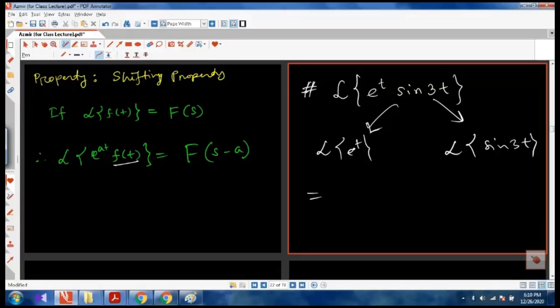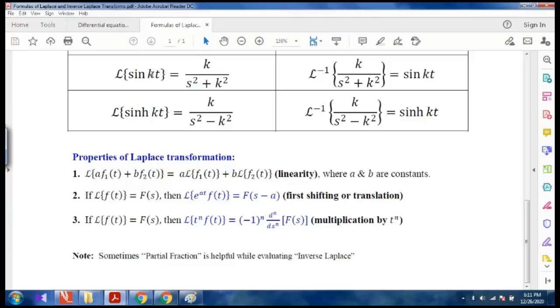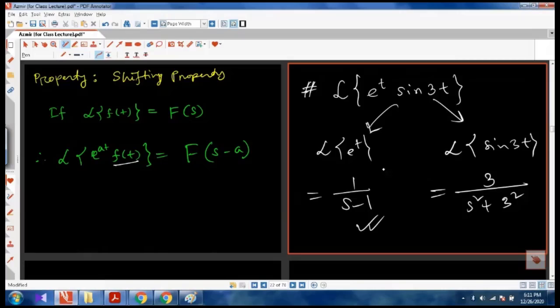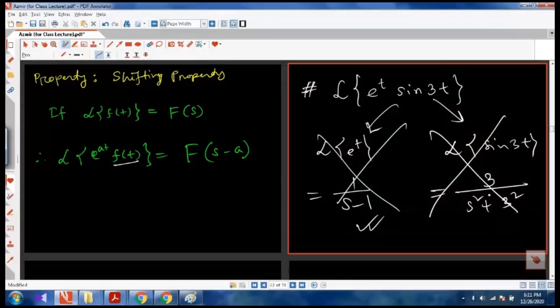You know that Laplace transformation of e power at is 1 by s minus a. Here a is 1. So you might be confused with this result. And Laplace transformation of sine 3t will be 3 over s squared plus 3 squared using this formula k over s squared plus k squared. So this is not like that. If you are doing so, then you are wrong. Have you understood that this is not the right way to solve? Yes, sir. Okay, so don't do that.